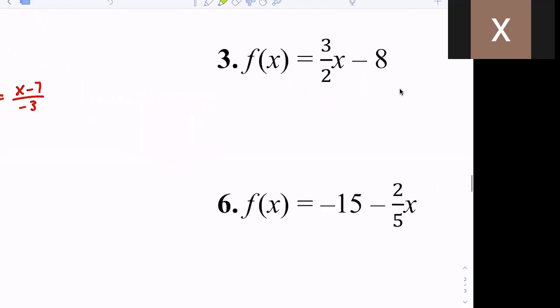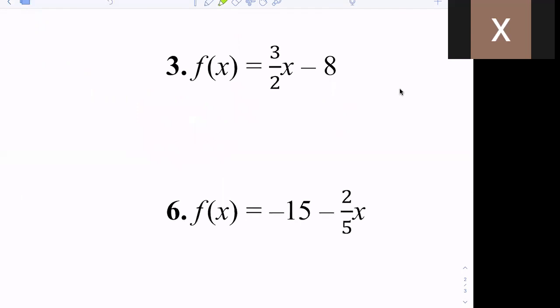All right, here we go, number 3. Now, instead of writing y equals, I can just rewrite this now that you understand that. f of x, instead of putting y, I'm just going to put x, because I know that's true now. x equals 3/2 y minus 8. So now what do I have to do? Add 8. x plus 8 equals 3/2 y.